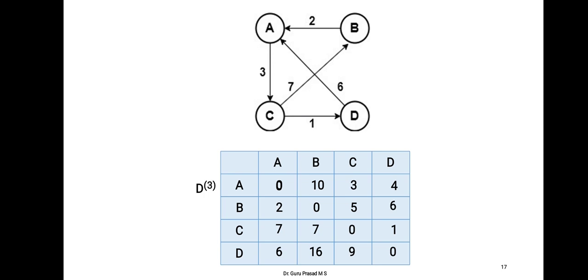Next, B to A, the shortest distance between B to A is 2, B to B is 0, B to C 5. We can reach the vertex C with the help of vertex A. B to A is 2, 2 plus 3, 5. And B to D is 6, that is 2 plus 3 plus 1. B to A to C, C to D, 2 plus 3 plus 1. Like this we can find out the shortest distance between all the vertices.